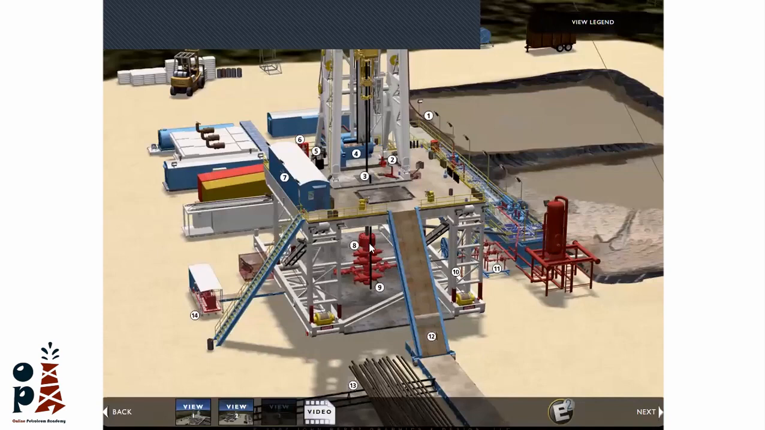We can run the BOP with a mechanical pump, with an electrical pump, and in case of failure, we can use these nitrogen bottles. So the koomey unit, we can describe it simply as the switch of the BOP. Okay, we can open and close any part of the BOP from this koomey unit.